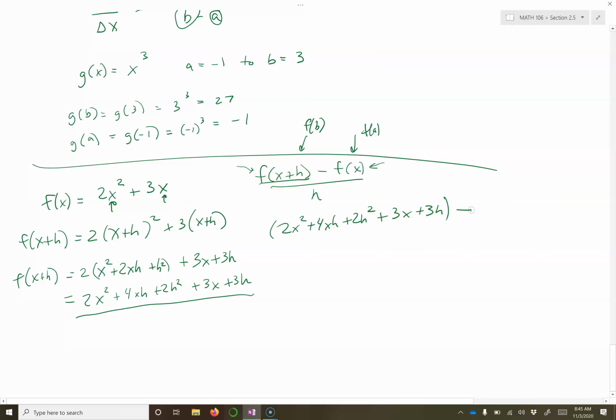Now I'm subtracting the original function. Again, I'll put those in parentheses because we're going to have to distribute that -1. And the original function is 2x squared plus 3x, and then all over h.